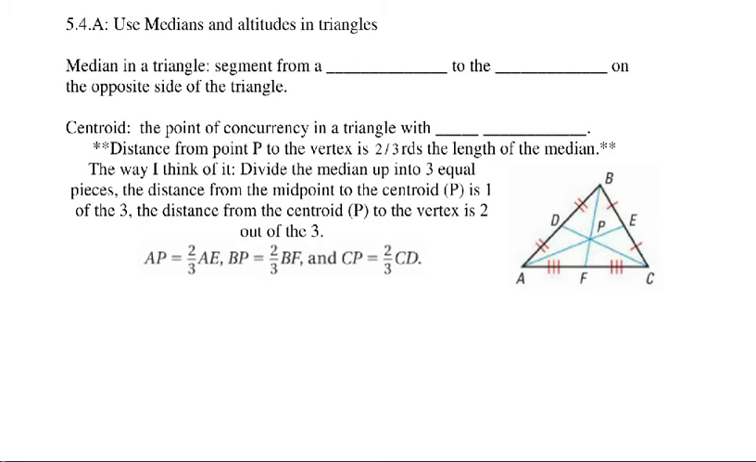So the first one is the median in a triangle, and it's a segment that connects the vertex to the midpoint. So vertex to the midpoint. The point of concurrency for the median is called a centroid.